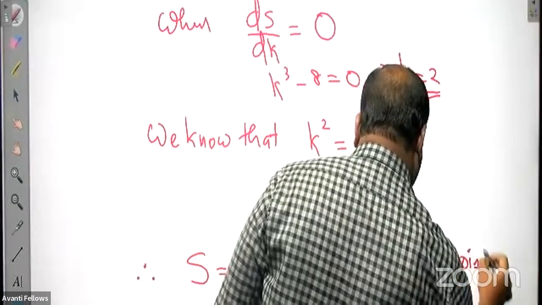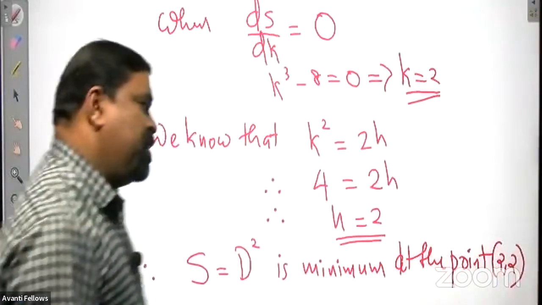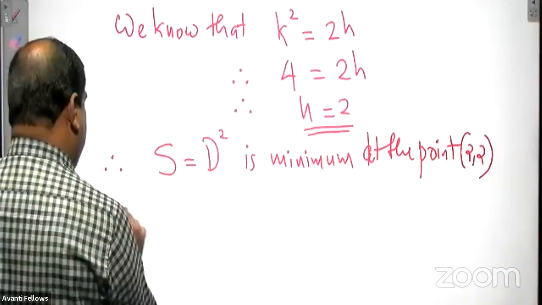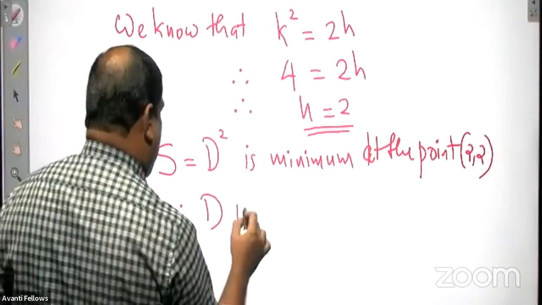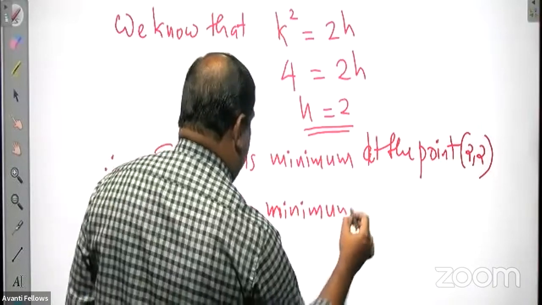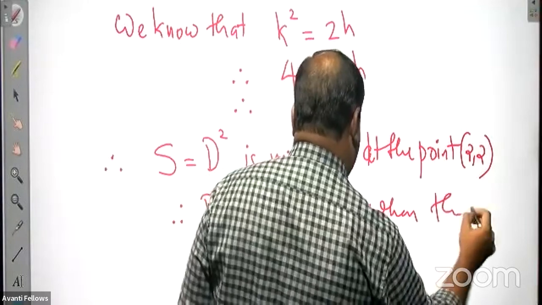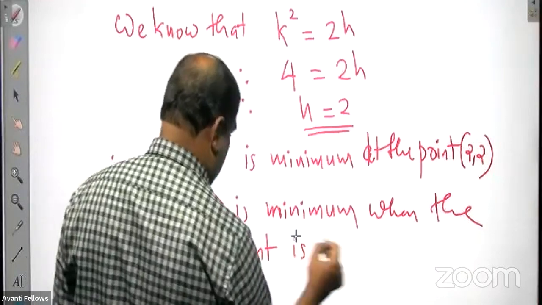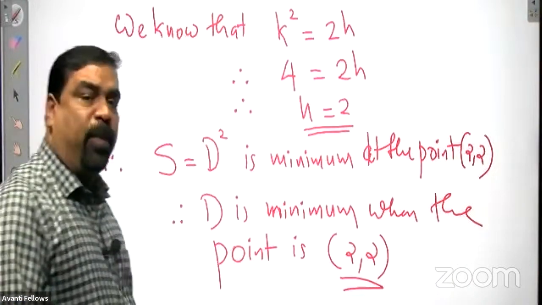The point is 2 comma 2. That means d is also minimum. At the same point only, d is also minimum. Therefore, d is minimum when the point is 2 comma 2. This is the required point on the parabola.